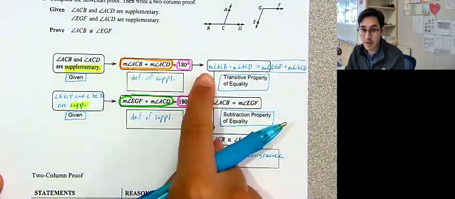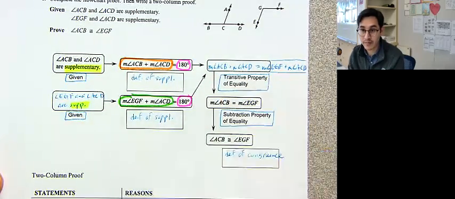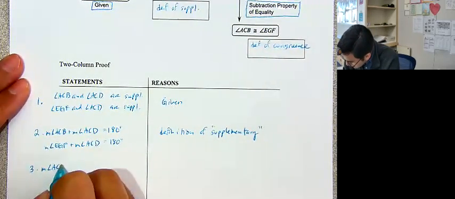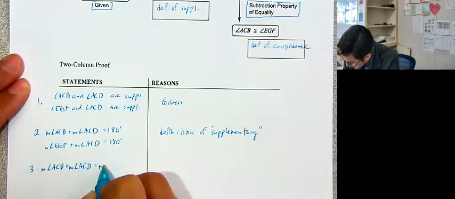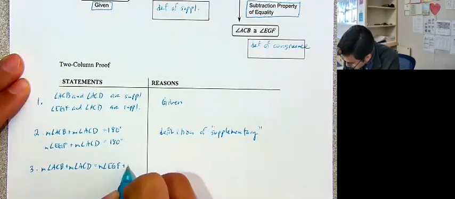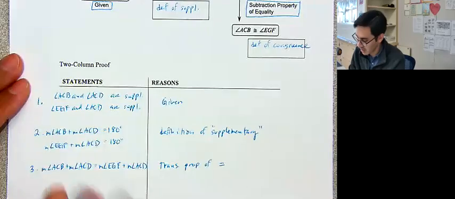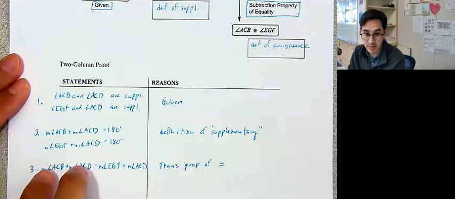Right. If I follow my flowchart proof, the next thing we did is we kind of combined these two equations into one. So the measure of angle ACB plus the measure of angle ACD is equal to the measure of angle EGF plus the measure of angle ACD. And that was the transitive property of equality. One expression is equal to a second expression, and that second expression is equal to a third expression. So the first and third expressions are also equal.